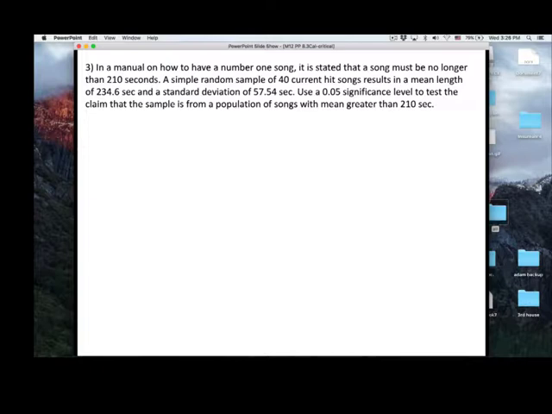Example: in the manual on how to have a number 1 song, it is stated that a song must be no longer than 210 seconds. A simple random sample of 40 current hit songs result in a mean length of 234.6 seconds and a standard deviation of 57.54 seconds. Use a 0.05 significance level to test the claim that the sample is from a population of songs with the mean greater than 210 seconds.